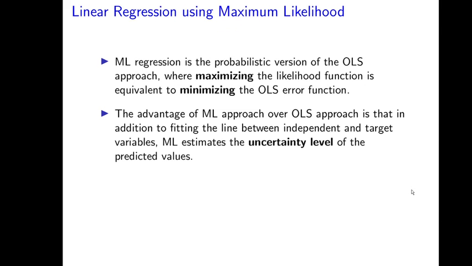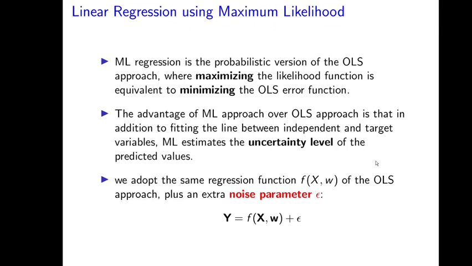The advantage of using the ML approach is, however, that we obtain an extra statistic about our regression analysis, which is the noise level or the uncertainty level that comes with our predicted values. So we obtain a regression line plus the level of uncertainty or the level of noise that's surrounding our predictions when we are employing maximum likelihood estimation.